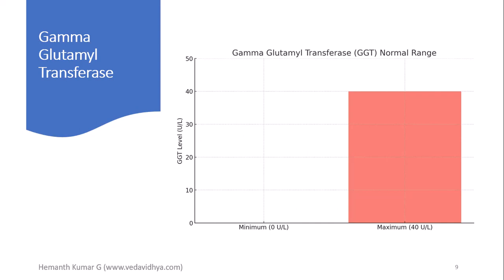In summary, the gamma glutamyl transferase test is an important tool in the diagnosis of liver and bile duct disorders. Its sensitivity to changes in the liver and bile ducts makes it a valuable indicator, helping to guide further diagnostic testing and treatment plans. Understanding the GGT levels in the context of other liver function test results is crucial for an accurate assessment of liver health.